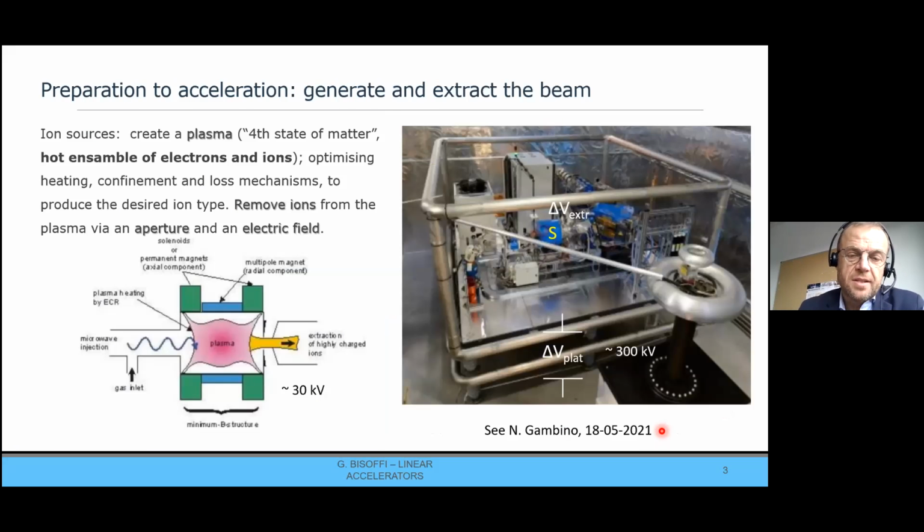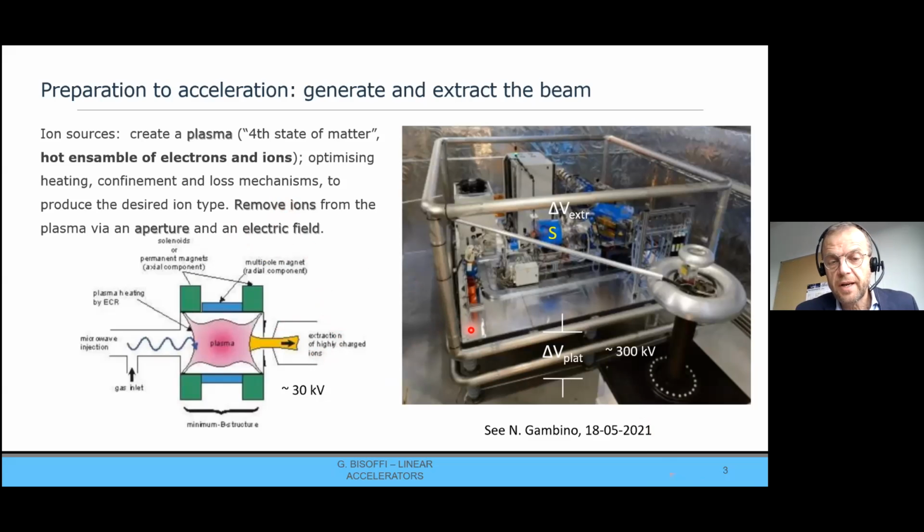Nadia Gambino yesterday gave a very nice and comprehensive overview of ion sources, so I'll be very quick on these. Some types of ion source may be viewed as a plasma, what is called the fourth state of matter: a hot ensemble of electrons and ions, of which you optimize heating, confinement, and loss mechanism, and you produce your desired ion type. Actually, you remove the ions from the plasma, from the mixture of electrons and ions, through an electric field at the hole. So the extraction voltage may be in the order of 30 kilovolts.